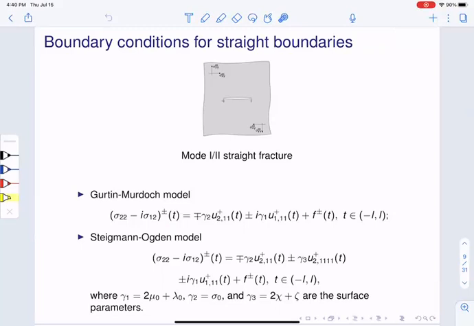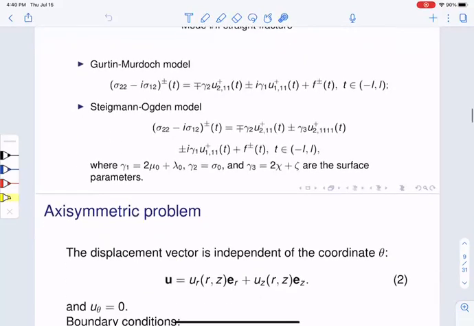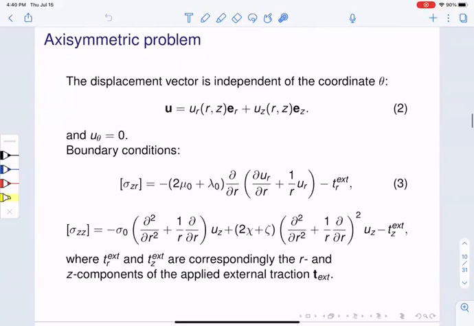Now you can see that the Steigmann-Ogden model depends on three coefficients, which again characterize resistance to stretch, resistance to bending, and something called pre-stress on the surface of the object. So those are three parameters. Now, this is not the problem which I'm going to talk about today. I'm going to talk about a little bit newer results, and those are results for axisymmetric problems.